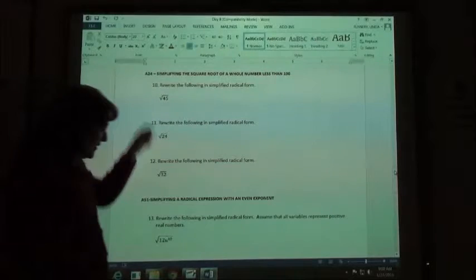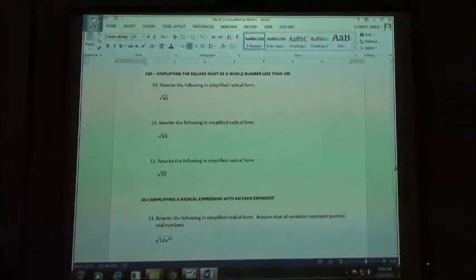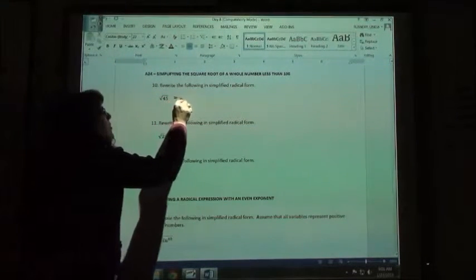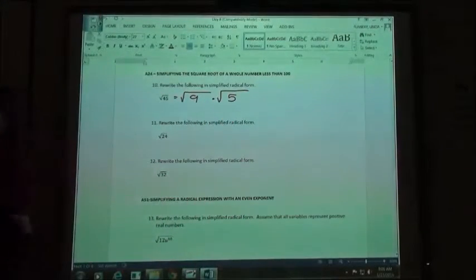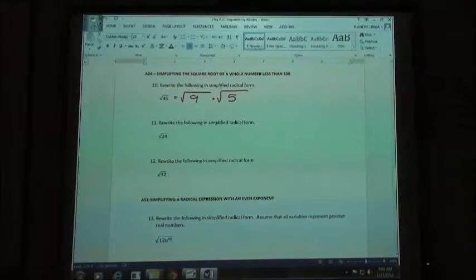I want to rewrite this in simplified form. So what I want to do is find the biggest perfect square that divides evenly into 45. So this is what's going through my head. These numbers are all bigger than 45. 36 doesn't divide into 45. 25 doesn't divide evenly into 45. 16 doesn't, but oh, 9 does. 9 is my biggest perfect square that divides evenly into 45. I'm going to rewrite it as 9 times 5. 9 times 5 is 45, right?